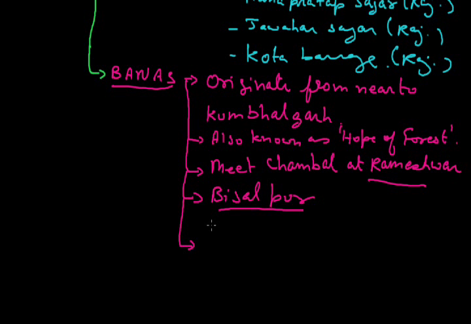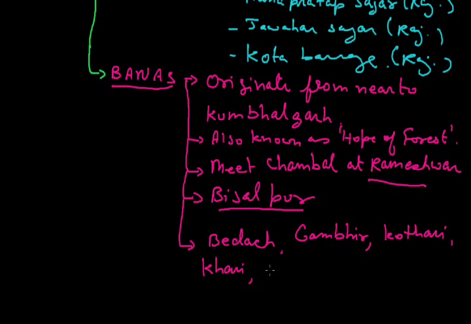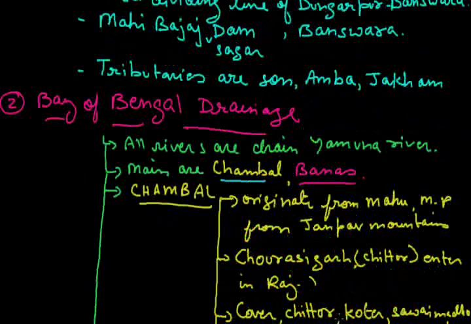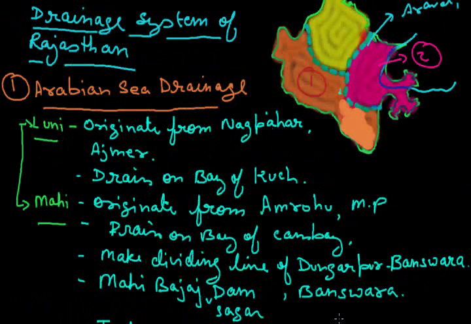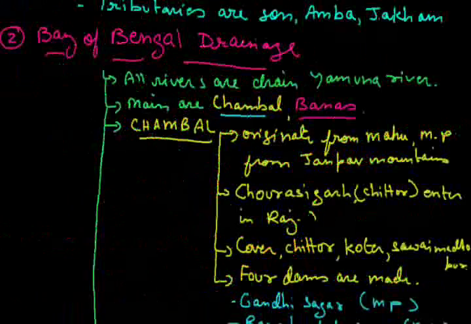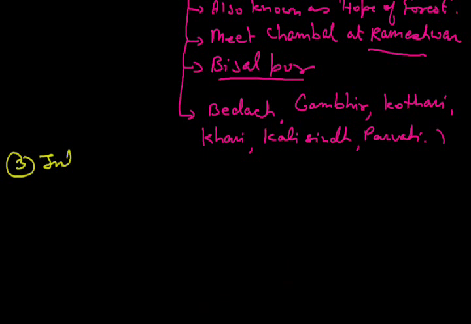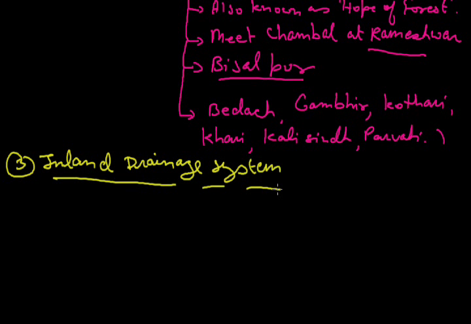The tributaries of this river are Bedach, Gambhir, Kothari, Khari, Kali Sindh, Parvati. These are the tributaries of Banas. So this is how we have done two drainage systems, and this yellow part is the third drainage system, which is the inland drainage system. So let us come to the third drainage system, which is the inland drainage system.